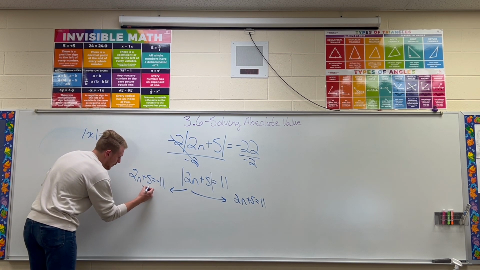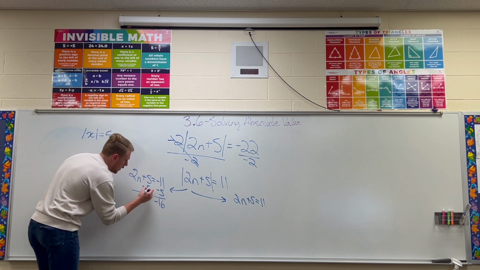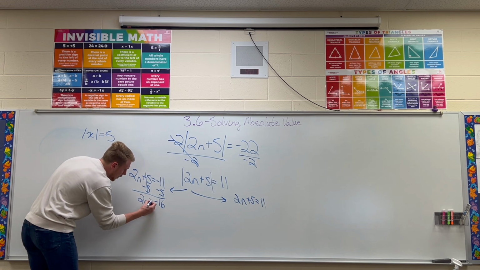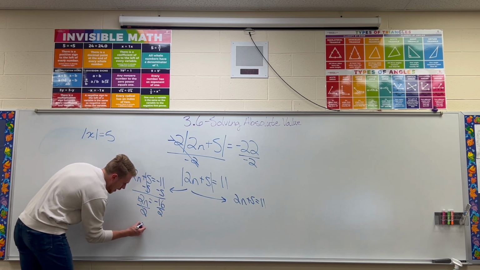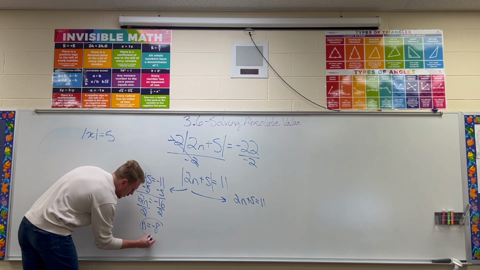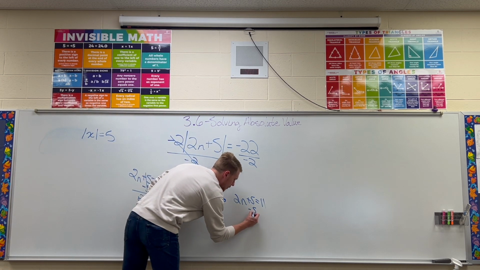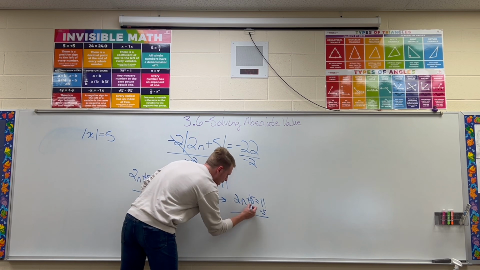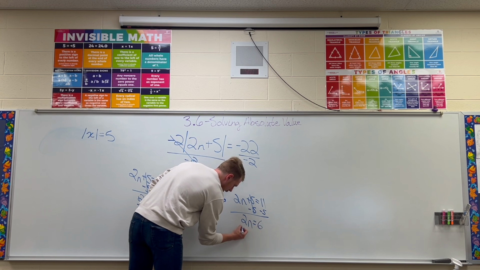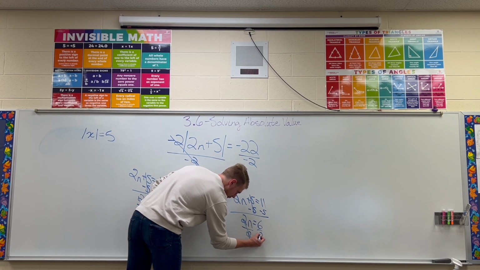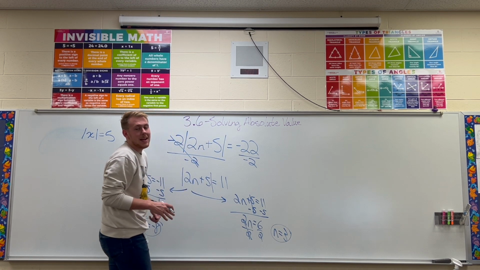So I subtract 5 from this side. Negative 11 minus 5 is negative 16. 2n is what I have left. I divide both sides by 2. The 2's cancel out. I'm left with n equals negative 8. There's one answer. Then I have to solve the other equation. Subtract 5. Cancels out. 2n, 11 minus 5 is 6. Divide both sides by 2. n equals positive 3. That is how you solve it.